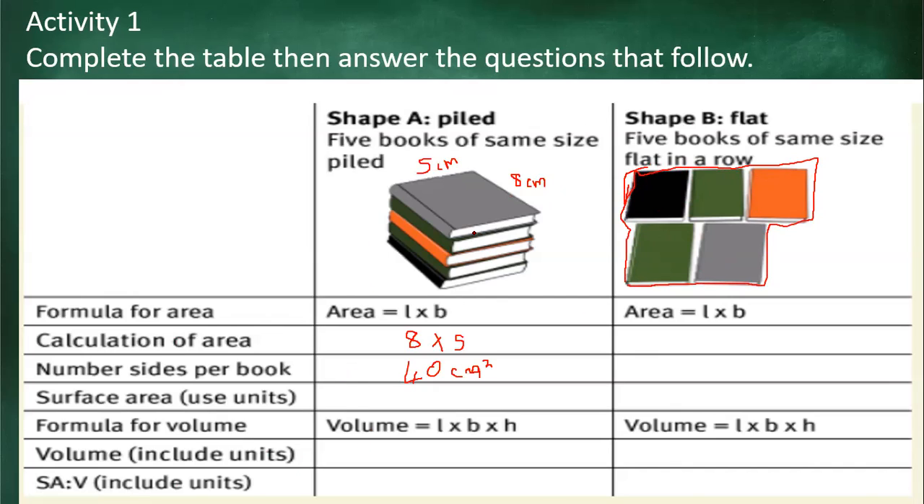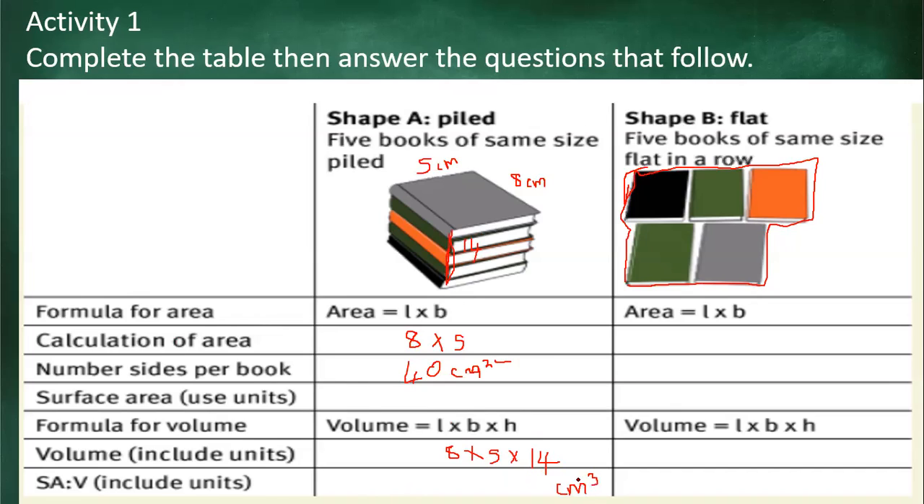And then for the volume, you need to find the height of these books. So let's assume the height here is 14 centimeters. It would be the length times breadth times the 14. It would be 8 times 5 times 14, which is the height. Remember, volume is three-dimensional, but area is two-dimensional, hence the power of 2. Here, the answer would be centimeters cubed.